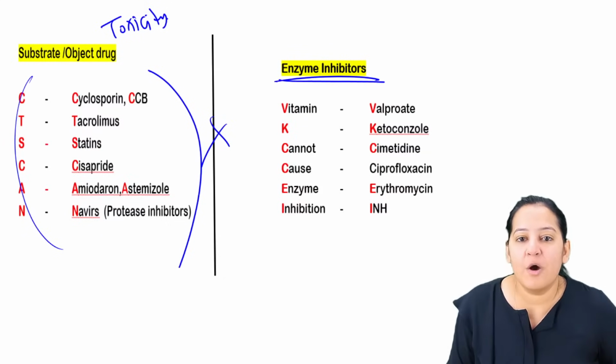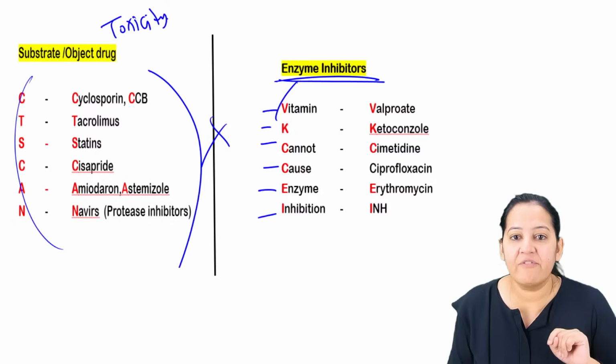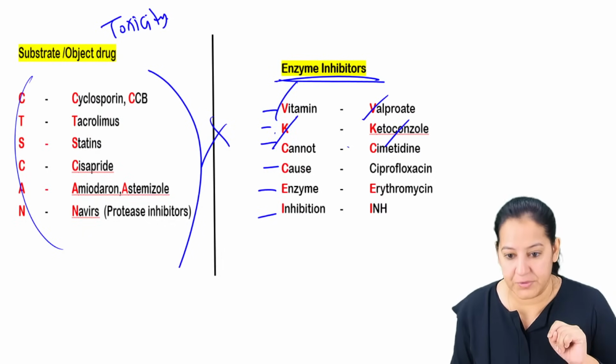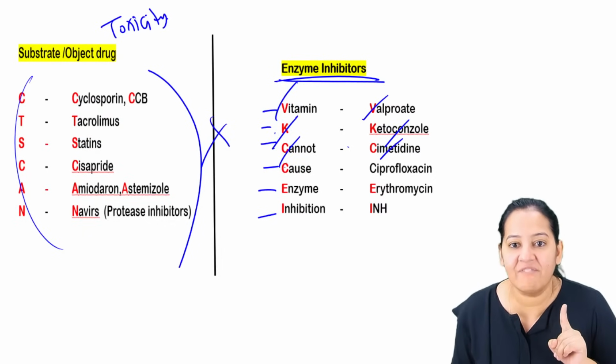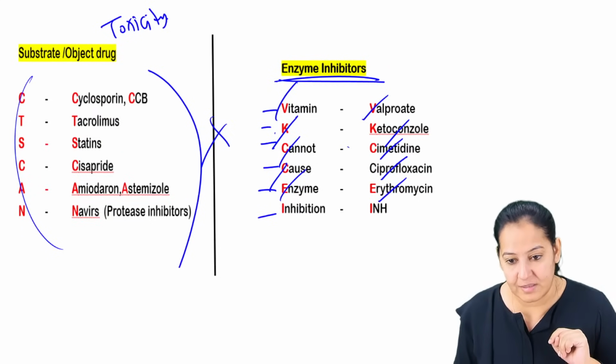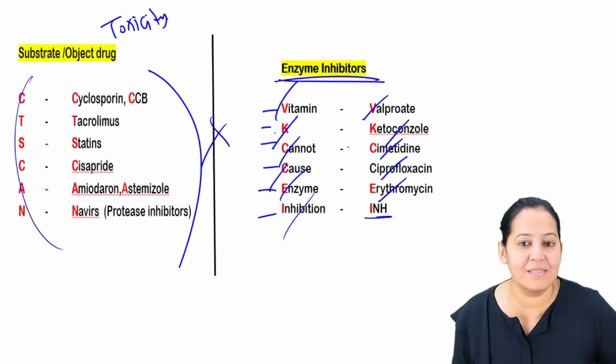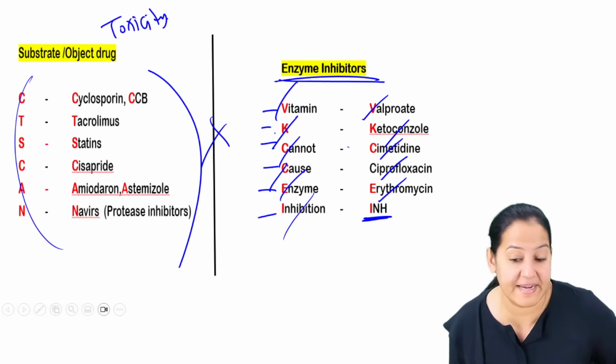So inhibitor ka list hai. Vitamin K cannot cause enzyme inhibition. This is a mnemonic. V stands for valproate. K stands for ketoconazole. C stands for cimetidine. One more C stands for ciprofloxacin. E stands for erythromycin. You know erythromycin is an antibiotic. And I is isoniazid. That is an anti-tubercular drug.